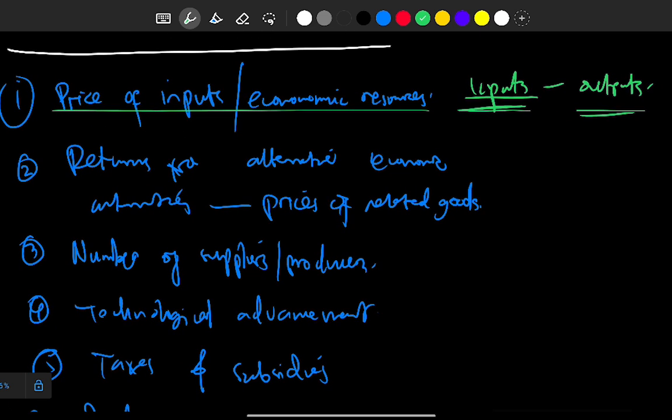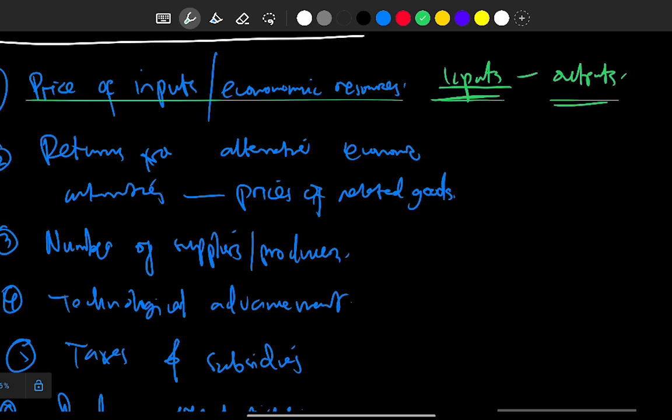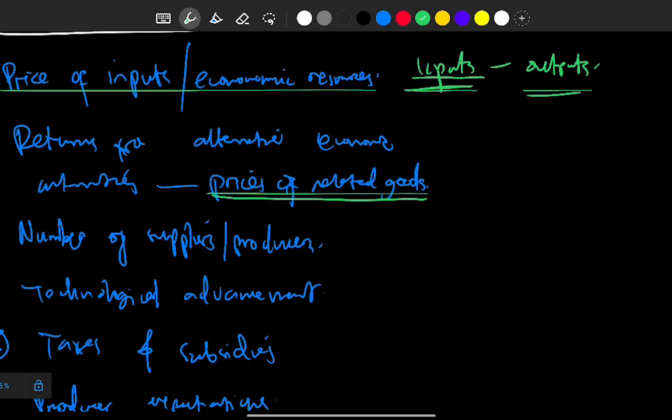If there is a reduction in the prices of the factors of production, then the suppliers will be able to produce more quantities at a given price, and there'll be an increase in supply, so the curve will shift to the right. Hope that is understandable. Let's look at returns from alternative economic activities, or this could also be translated to mean the prices of related goods.